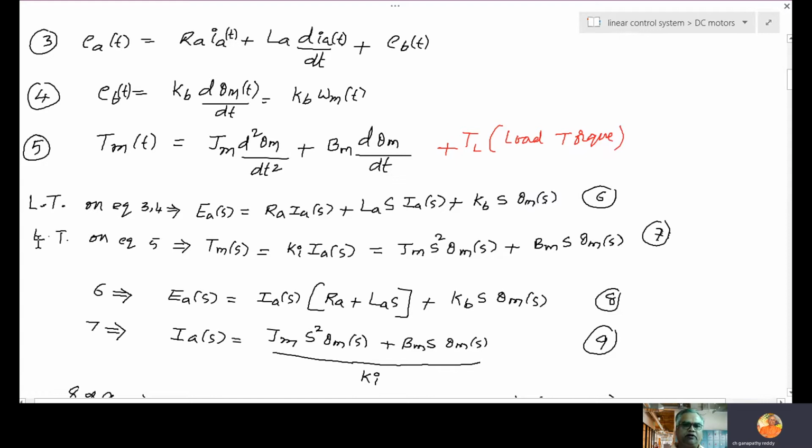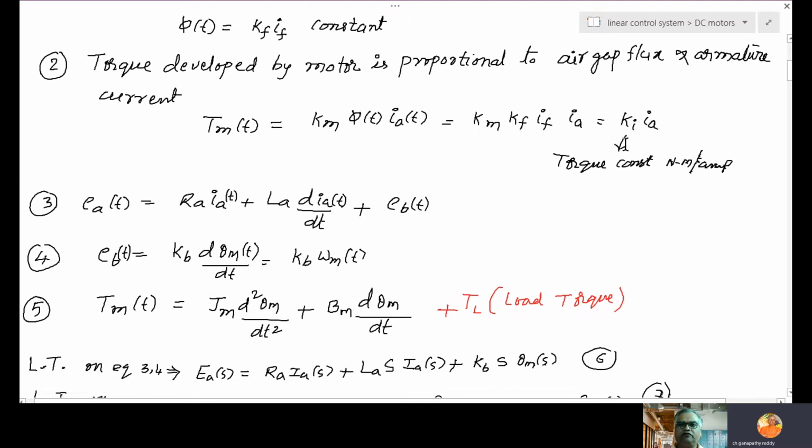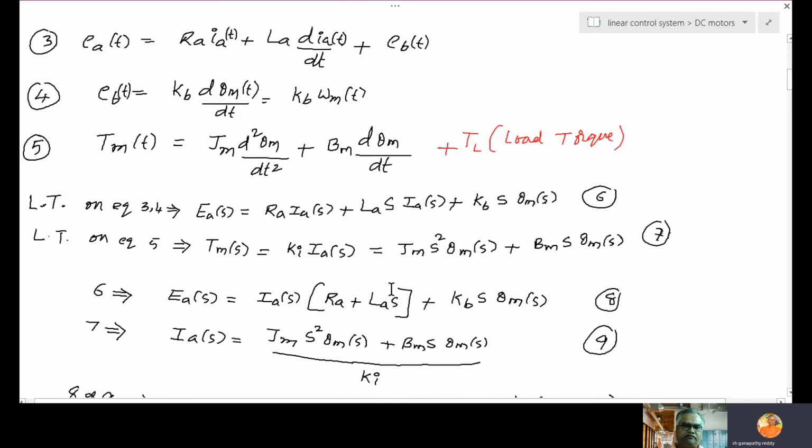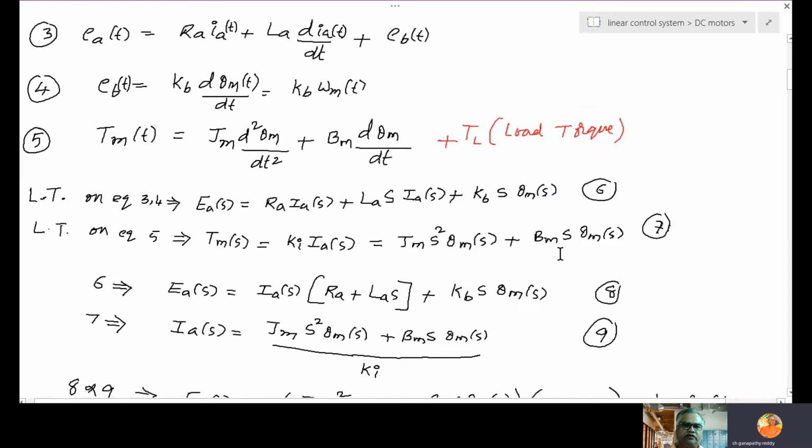Then apply the Laplace transform to the torque, the fifth one. So Tm of S is equal to Ki, and what is the torque developed here? This torque is equal to Ki Ia. So Tm of S is equal to Ki Ia of S. So Ki Ia of S is equal to the Laplace of this, that is Jm S square theta m of S plus Bm S theta m of S. This is the seventh equation.